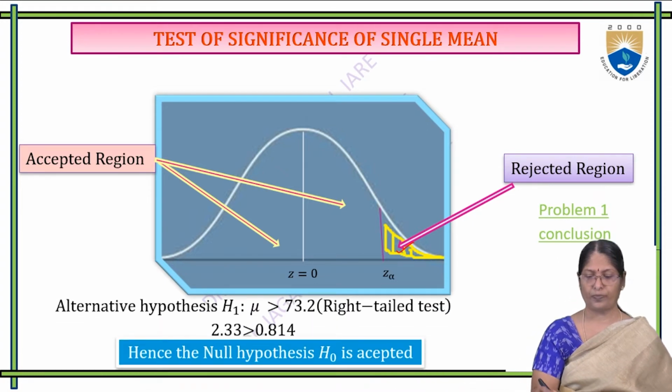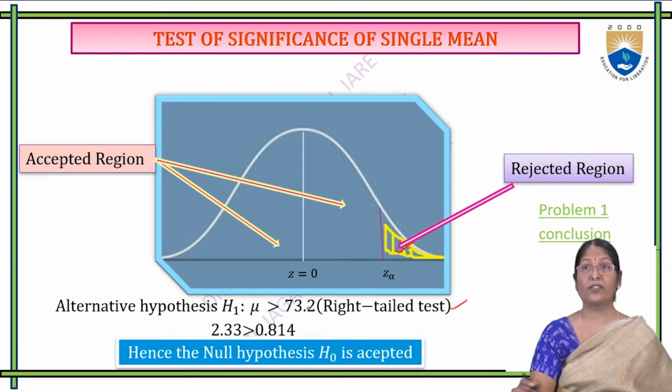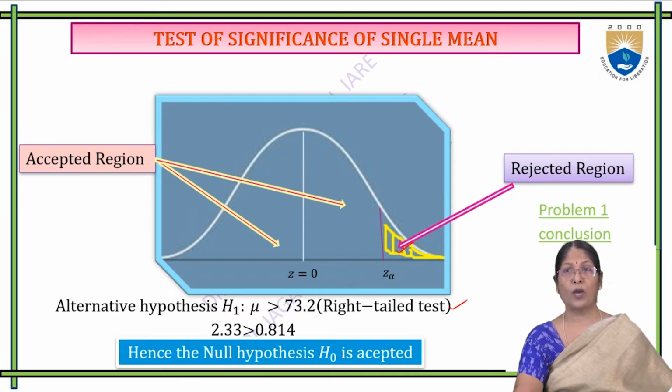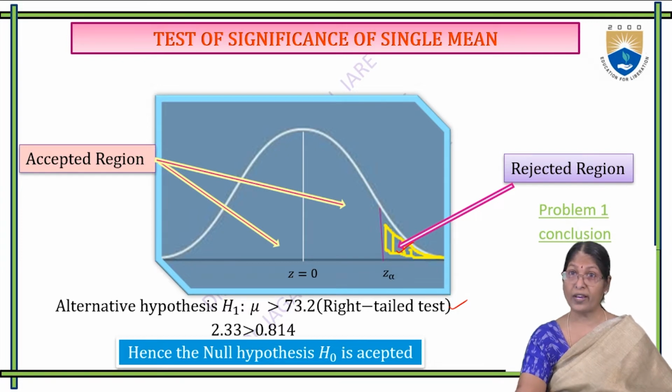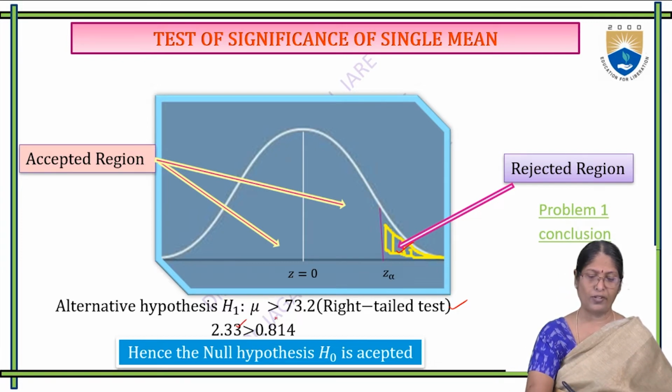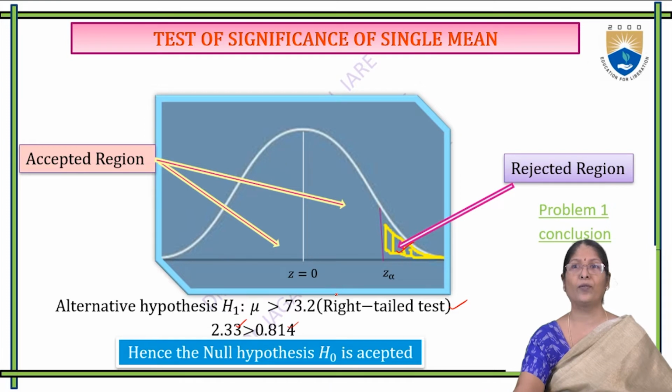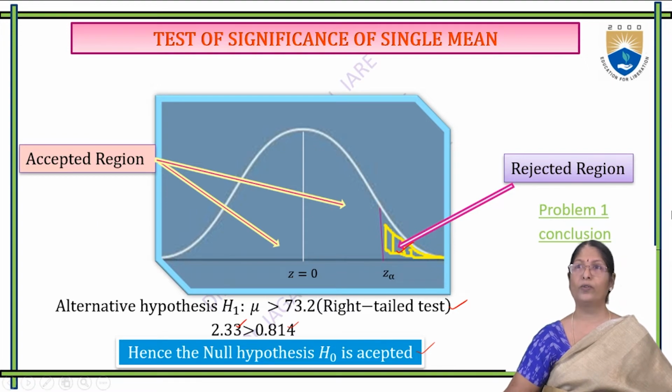Now, the null hypothesis is defined, and we have to accept it: the population mean is 73.2. Why do we accept it? Because our tabulated value is greater than the calculated value. So the null hypothesis is accepted.